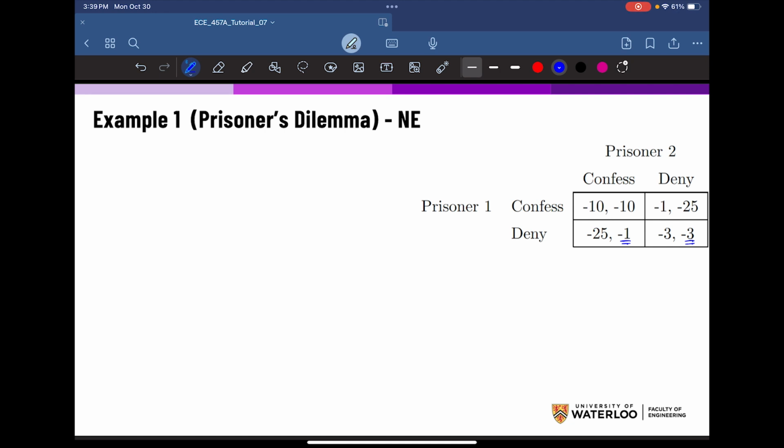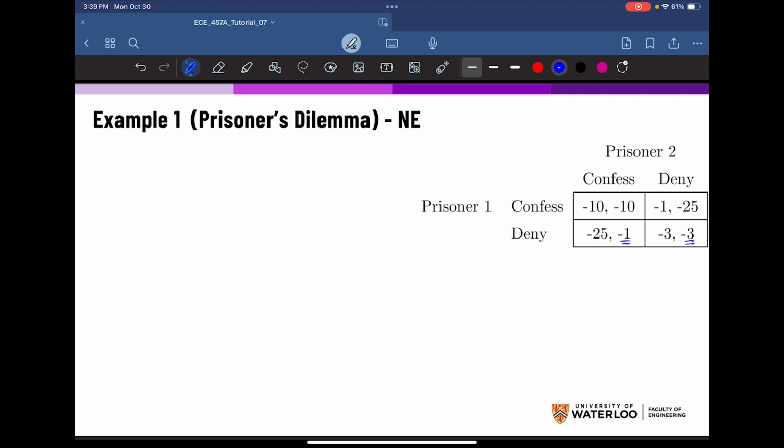We can see that -1 is actually greater than -3. So we cannot move to the right from this cell, from -25 and -1. Because when we're moving to the right, we're considering the decision for prisoner number 2, from confess to deny, while prisoner number 1 has its own decision as before, which is deny here.